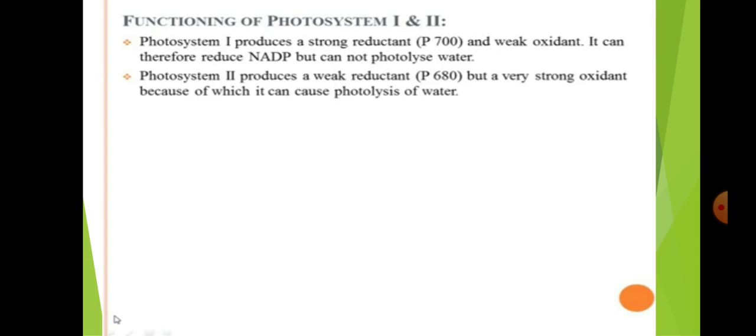Photosystem 2 produces a weak reductant, that is P680, but a very strong oxidant, because of which it can cause photolysis of water. It causes the oxidation of water through the complex called the oxygen evolving complex, which is present just below photosystem 2, and which splits water into 4 H plus ions and one oxygen molecule by breakdown of two water molecules.